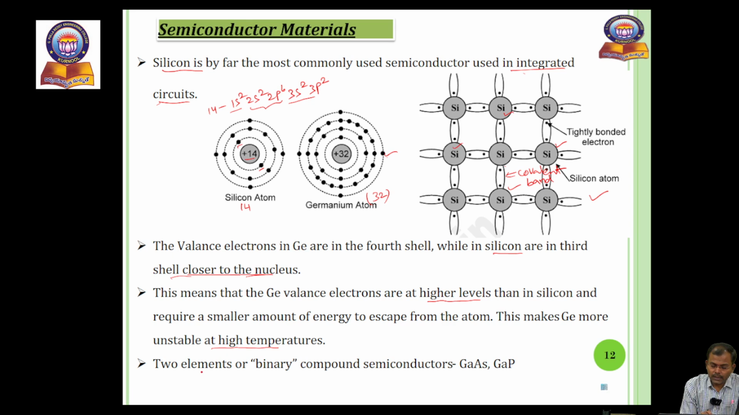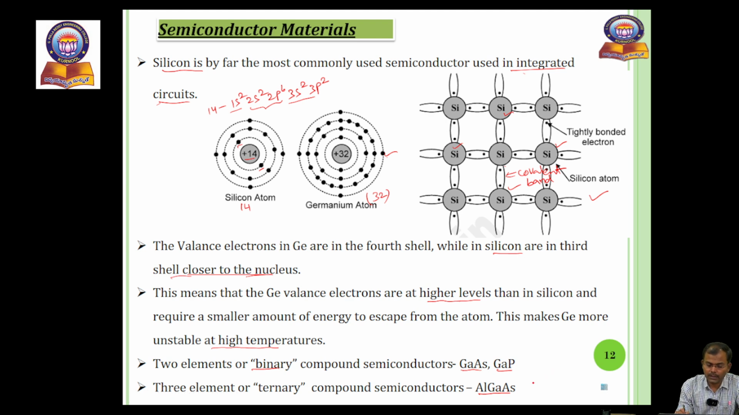So these semiconductor materials are formed either by using two elements like gallium arsenide or gallium phosphide, or you may use three elements, such as aluminum, gallium and arsenide. So you can form these semiconductors with either two or three elements.